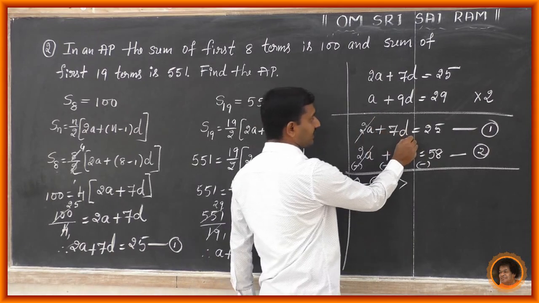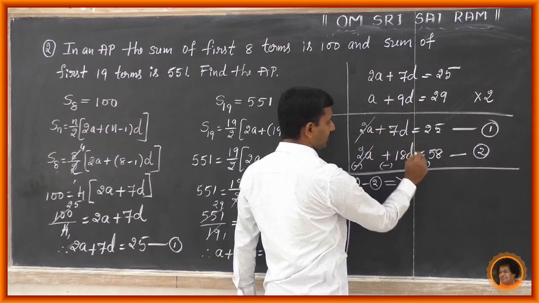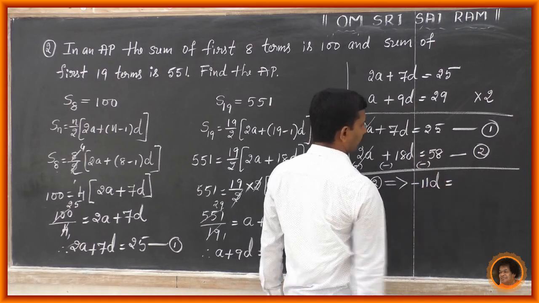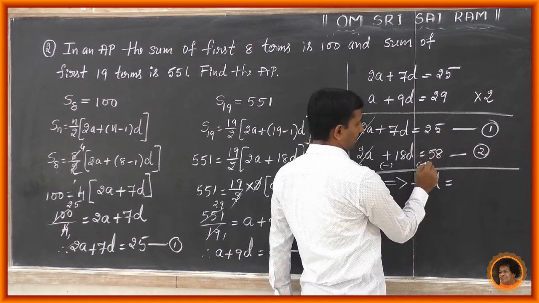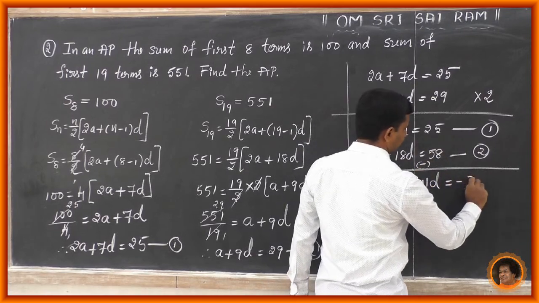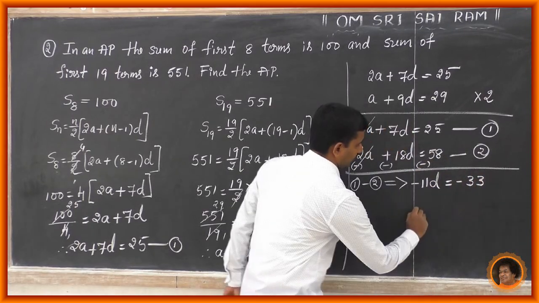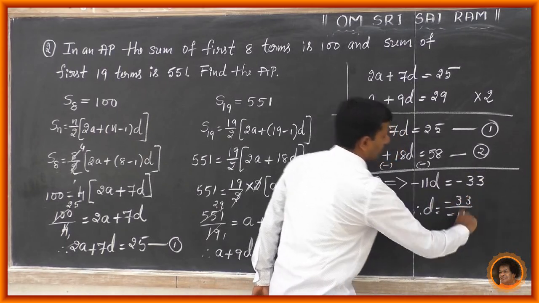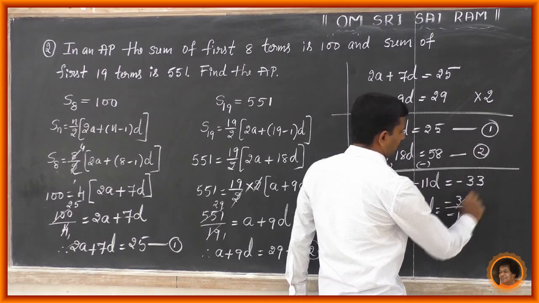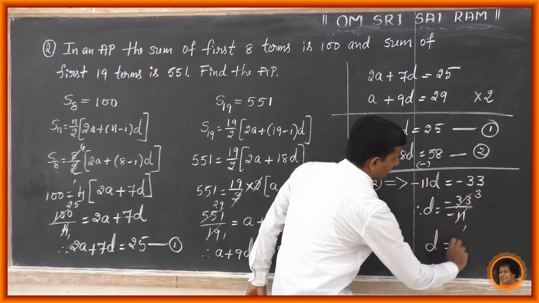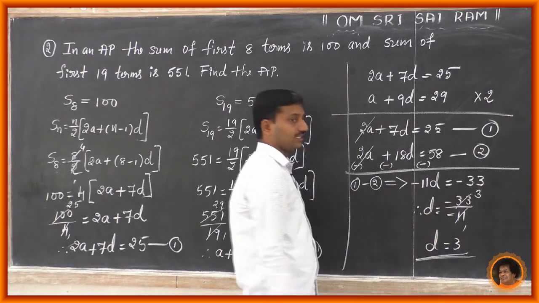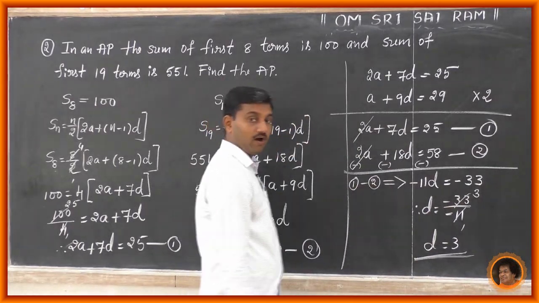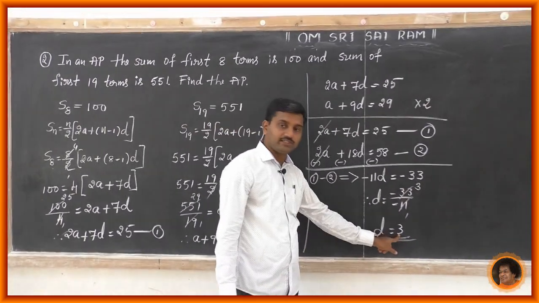Plus 2a minus 2a is 0. Now plus 7d minus 18d is minus 11d, equal to 25 minus 58, which is minus 33. So therefore d equal to minus 33 divided by minus 11. 11 ones are 11, 11 threes are 33, so therefore d equal to 3. So this is the value of the common difference. What is the question? Find the AP or write the AP. The d value is 3. What about a?